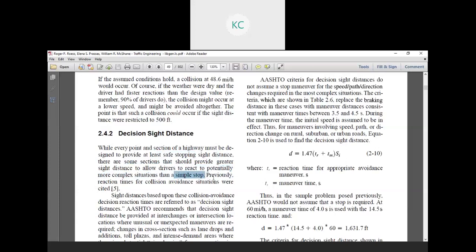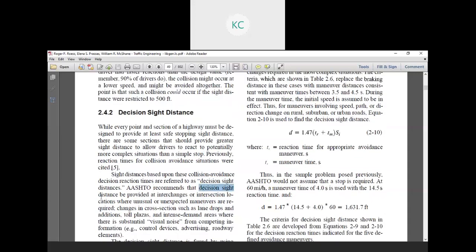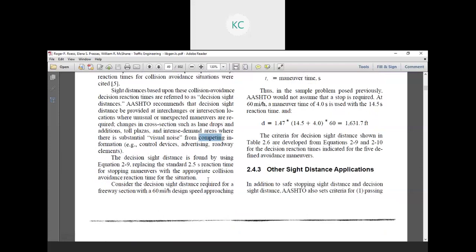The sight distance based upon the pre-collision avoidance decision and reaction time is referred to as the decision sight distance. It is recommended that decision sight distance be provided at interchanges or intersection locations where unusual or unexpected maneuvers are required, changes in the cross section such as lane drops and additions, toll plazas, and intense demand areas where there is substantial visual noise from competing information.